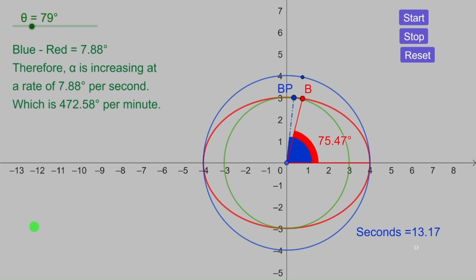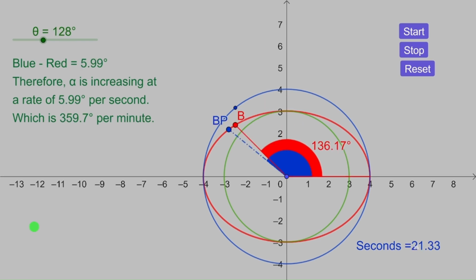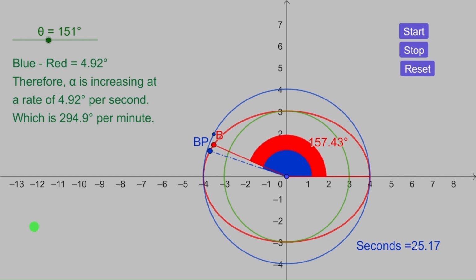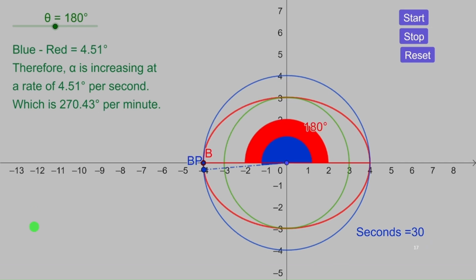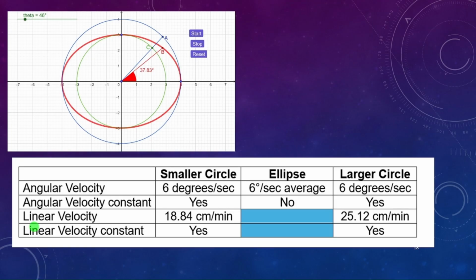Once we get past that, alpha is going even faster, which it has to do in order to catch up when they get to the y-axis. On the other side, alpha is still faster. They are about equal at 128 degrees, and then alpha begins to slow down so that theta can catch up. Once they get to 180 degrees, they are at the same place, and alpha is moving more slowly. So that's what we have.